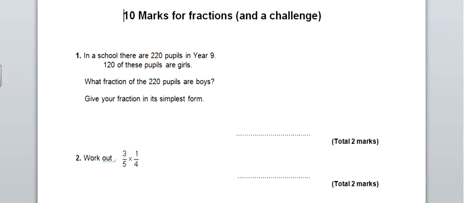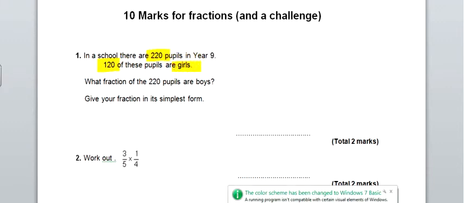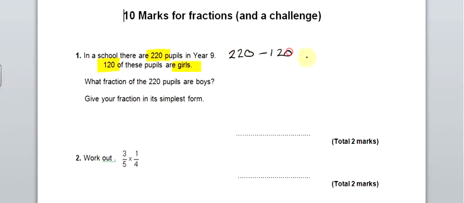We're going to start off with question number 1, which says, in a school there are 220 pupils in year 9 and 120 of these pupils are girls. Now before I go any further, I'm just going to observe that it's a very straightforward calculation to do 220 take away 120, which leaves me with 100, and that's the number of boys. And that's something that's really obvious just from reading it. Now I'm going to carry on.